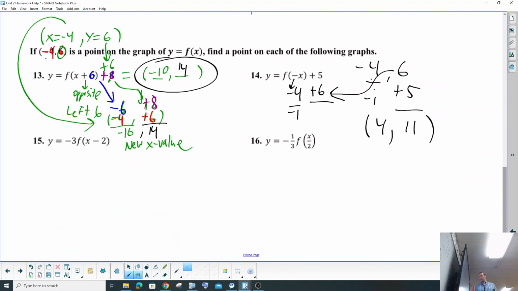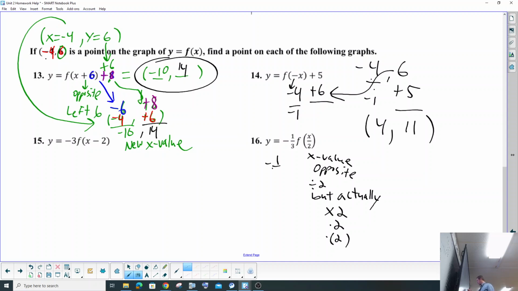Okay, these are weird. That's why I'm doing them with you, because these ones are kind of crazy. But you try 16 on your own. I will give you a hint: the x value is opposite what you think. For number 16, you think divide by 2, but actually you're going to do the opposite. This shows up when you graph this with your calculator. You're actually going to do a times by 2. And then this one will be a times by negative 1/3 to the y value.